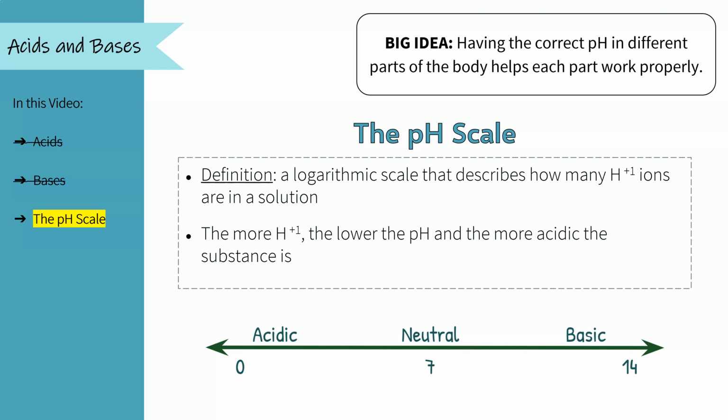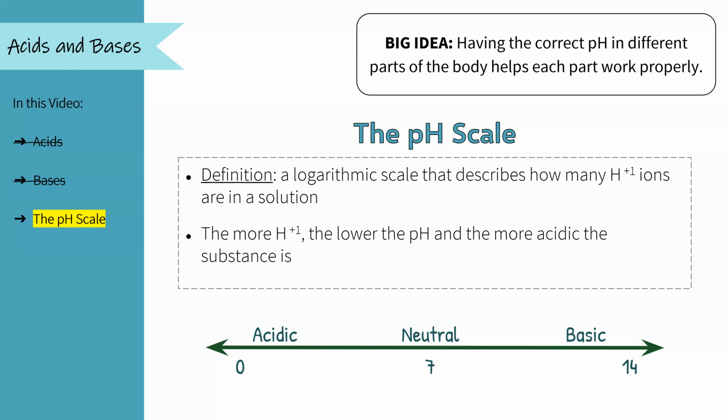And this has to do with the properties of the acids or the bases. So a strong acid would be very sour, a weak acid would be slightly sour. A really strong base would be very corrosive, a weak base would not be very corrosive. So the stronger an acid or base we have, the greater the properties are. So the more H+1, the lower the pH, and the more acidic the substance is.